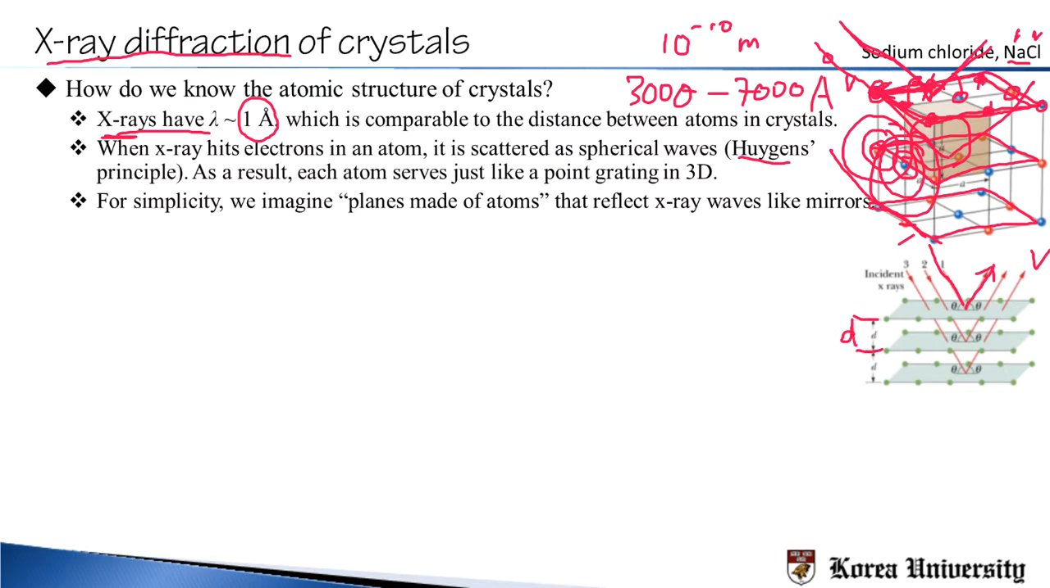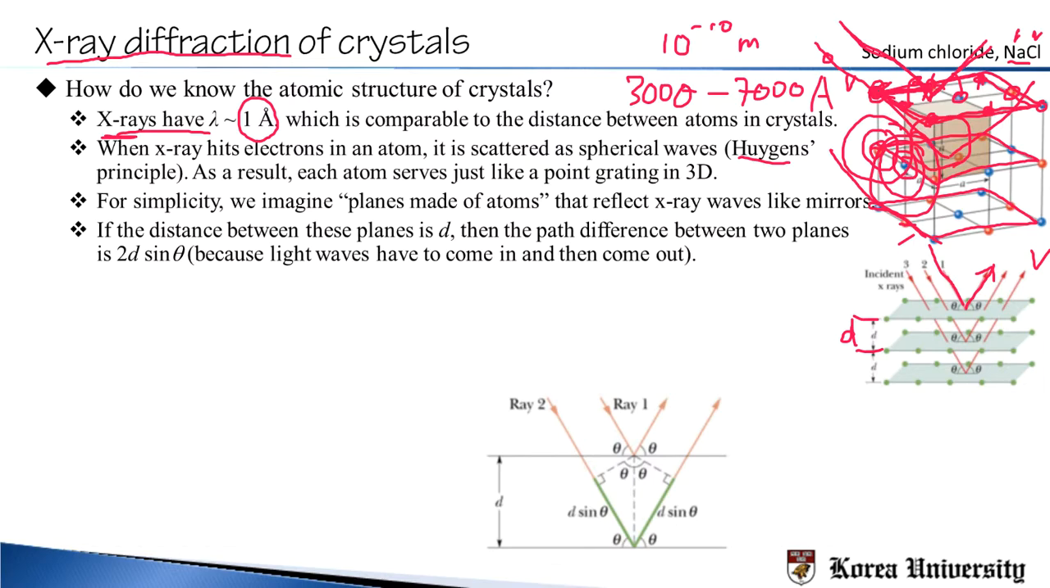Okay, and then now these X-ray light waves have to go into the mirror and then come out. So if you look at this figure, the path difference between this ray, which is reflected from the top layer, and this ray, which is reflected from the bottom layer, is this much. This much is the path difference.